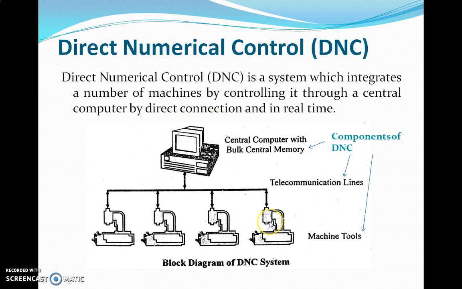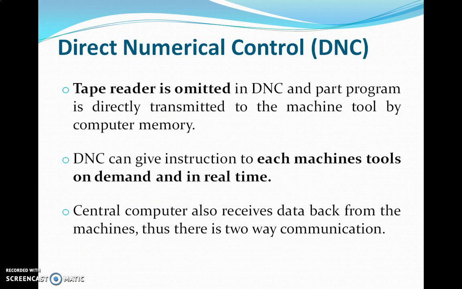That means the computer of every CNC machine is replaced, and each and every machine tool is connected to a central computer which has a very strong, very bulk memory. All the instructions will be given to each and every machine tool by the single computer only. That way I am controlling all the machines at a time through a single computer, and I will have better control over the production process.